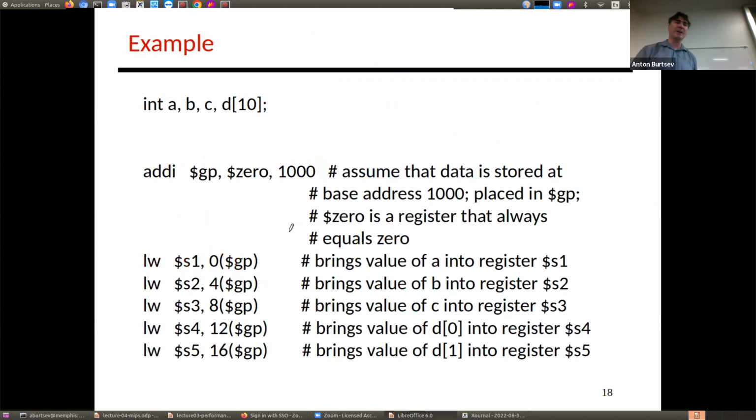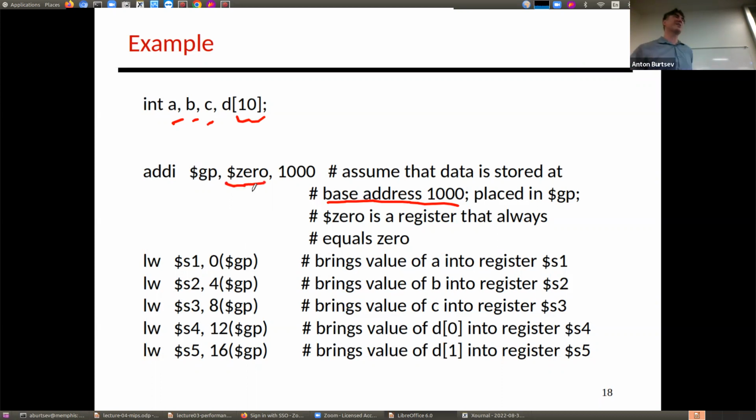It's convenient, so let's take a look at this example in which we have 4 global variables. A, B, and C are integers. Each integer, by the way, is 4 bytes, 32 bits. And we have an array of integers, an array of size 10. So the program which the compiler will generate assumes that the data section is stored at the base address 1000.